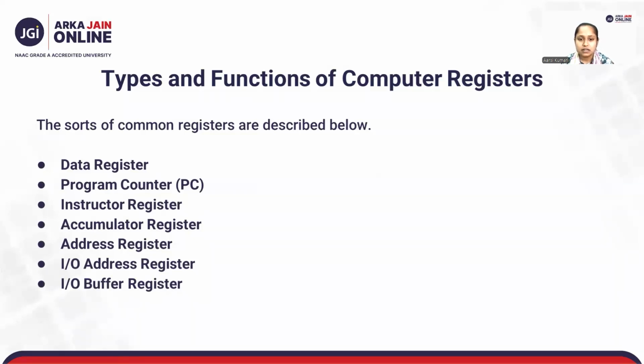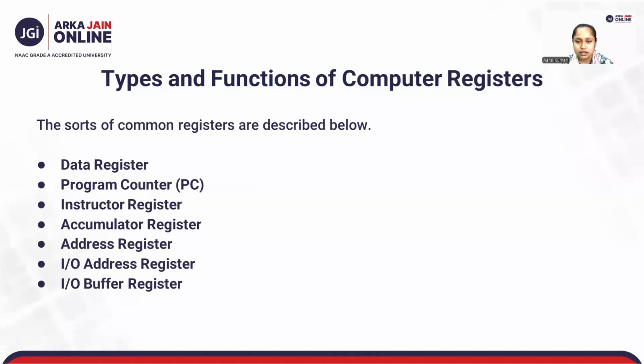Data register. It is a 16-bit register which is used to store operands to be operated on by the processor. It temporarily stores data which is being transmitted to or received from a peripheral device.